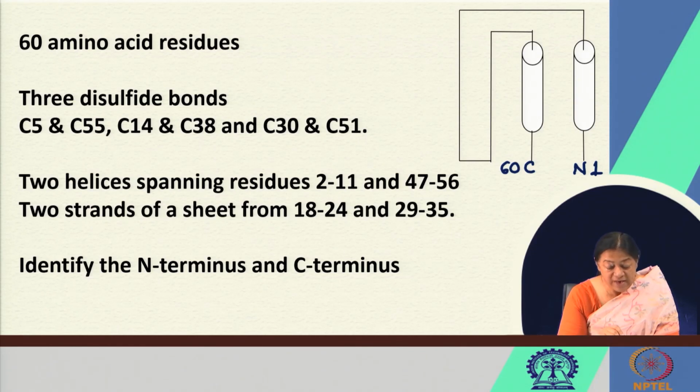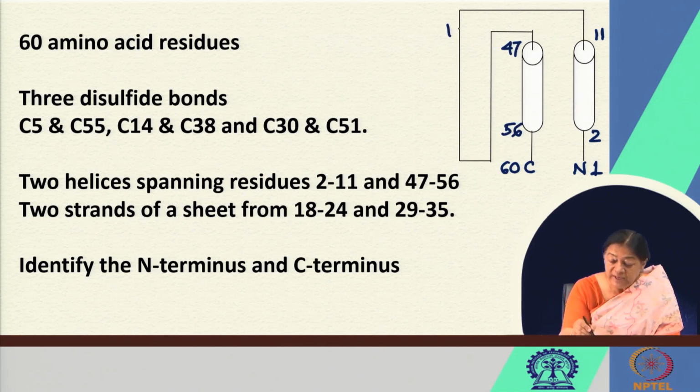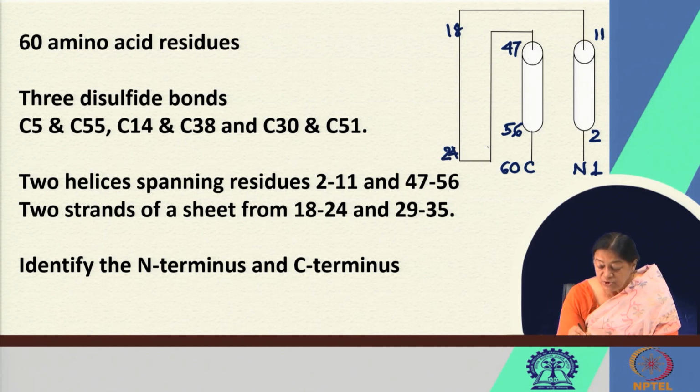Again, we have our helix spanning from 2 to 11, that is one helix. The other one is from 47 to 56, and we have our 2 strands going from 18 to around 24 and then 29 to somewhere around 35.